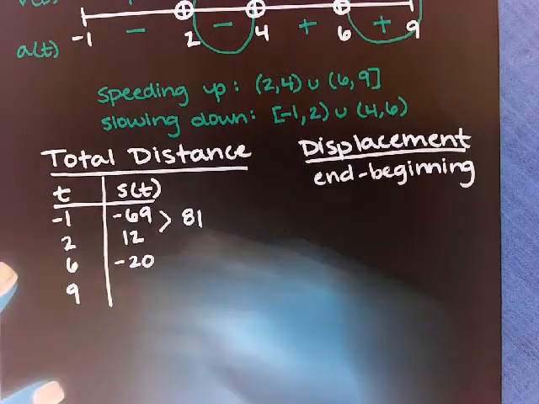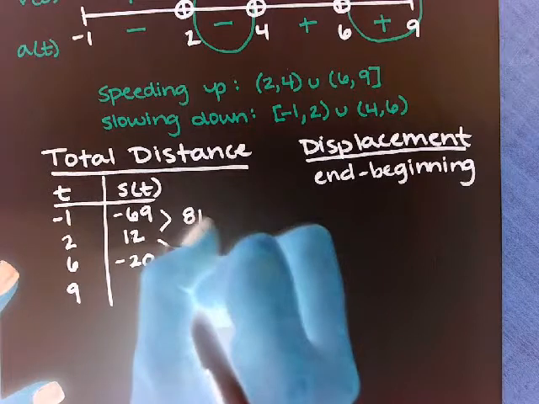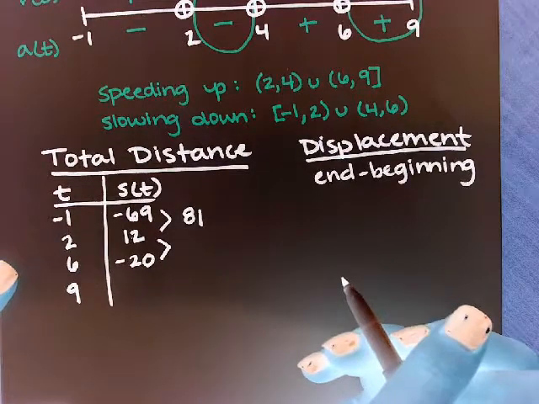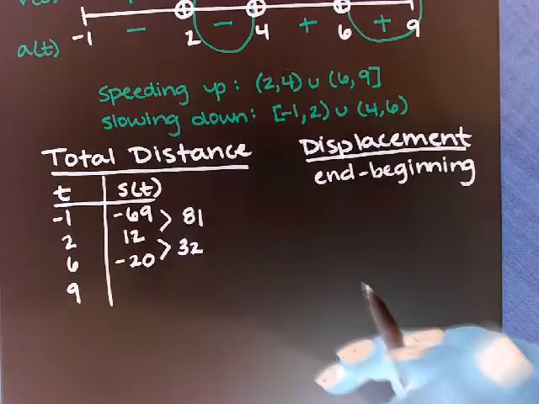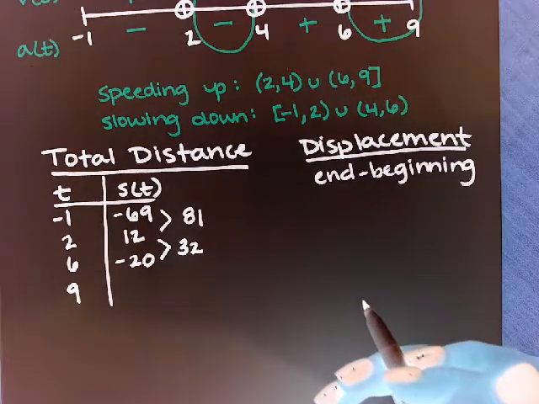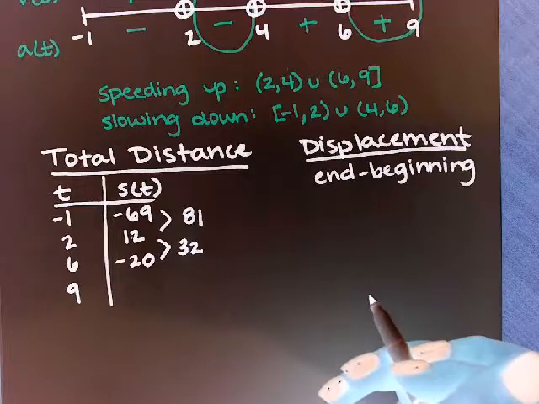It's -20. So how far is it from 12 to -20? 32. Okay, and then what happens when you plug in 9? Go for it.